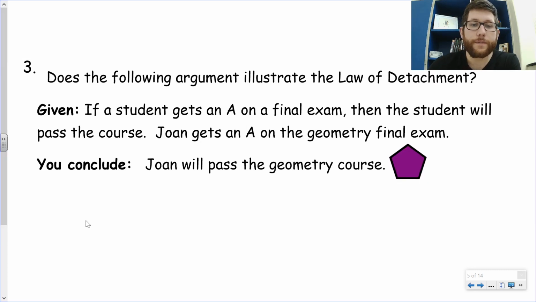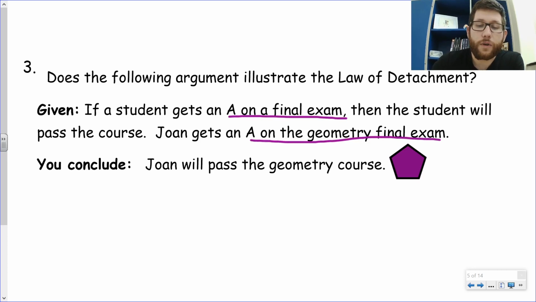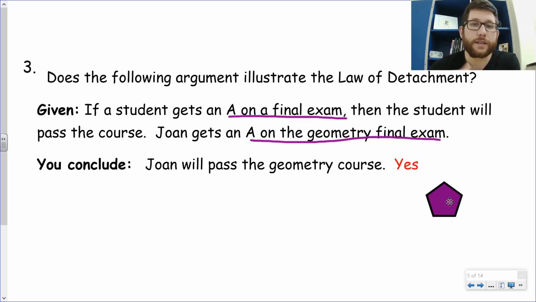Let's look at one more. Is this a good example of the law of detachment? A student gets an A on the final exam, then the student will pass the course. Joan gets an A on the geometry final exam. So look, A on the geometry exam, that's a specific example, a certain kind of exam. A on the exam, what do we know? Joan will pass the geometry course. Is that law of detachment? Yes, it is.